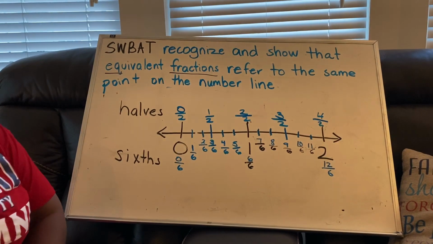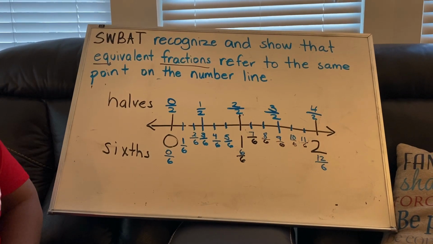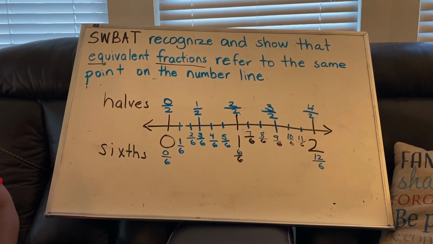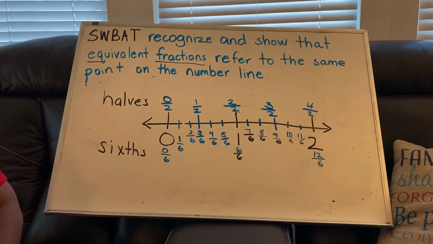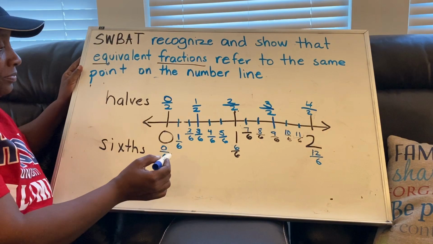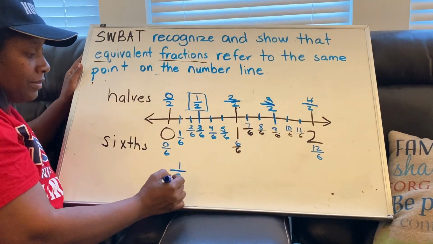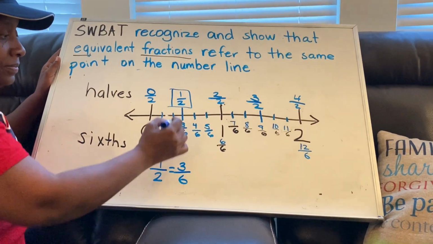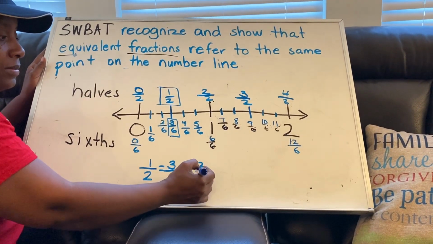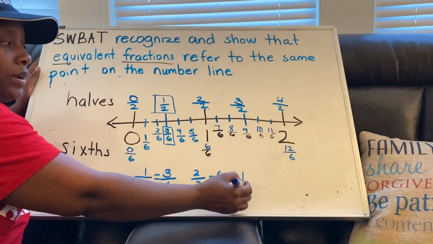Now, can you circle the fractions that are equivalent? Remember, equivalent fractions are where the points meet on the same exact place on the number line. Okay, let's see if you are correct. We're going to start right here. 1 half is equal to 3/6. We can see that 2 halves equals 6/6, and it also equals 1 whole.